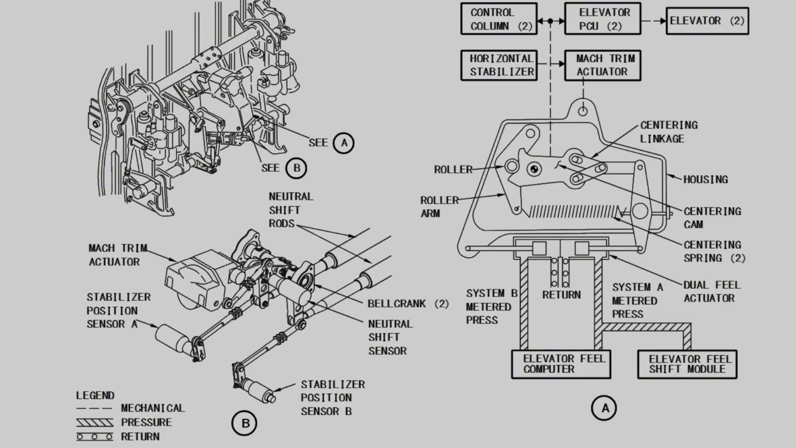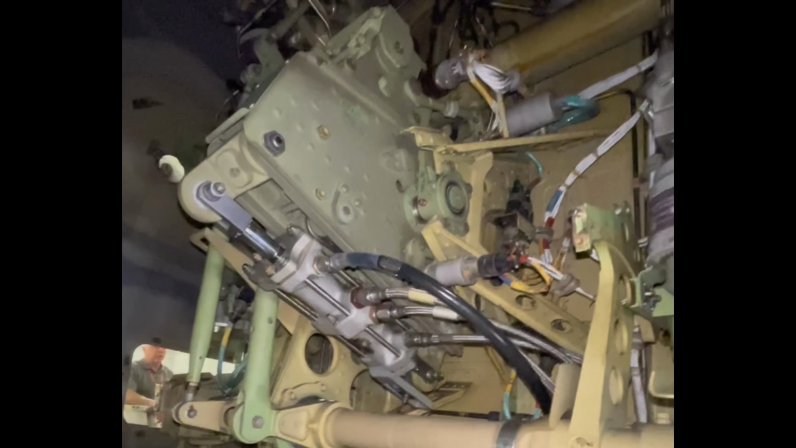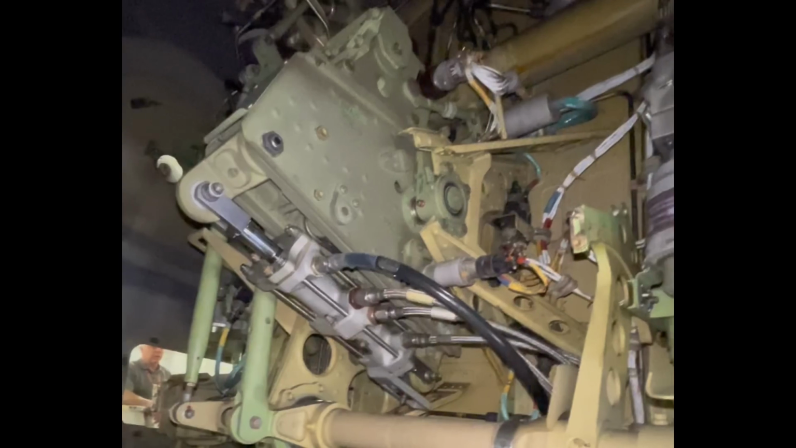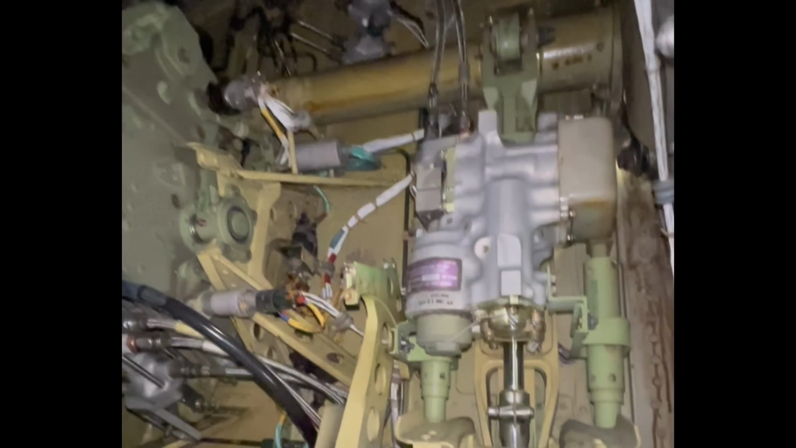It's getting pressure from both systems, System A and System B. There are centering cams that rotate and also centering linkages that pull against the highest of the two computed pressures. In doing so, this will add adjustable extra feel force for the pilots. This is especially important when the aircraft is encountering a stall condition, because it will increase the feel on the control column. As we move to the side, we're going to see this component.